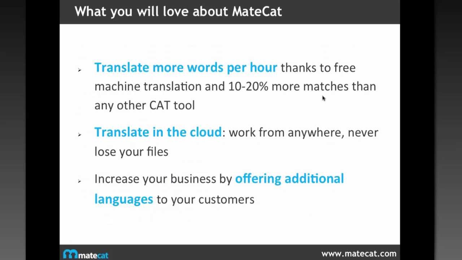Now, what will you love about MateCat? This is what our current users love the most, and I assume that if you start using MateCat, you will fall in love with the same things. First thing, of course, productivity. Translate more words per hour. By reusing content and also using machine translation, on average you get from 10 to 20% more matches than with other CAT tools. So you can translate faster because you get more help for your translations.